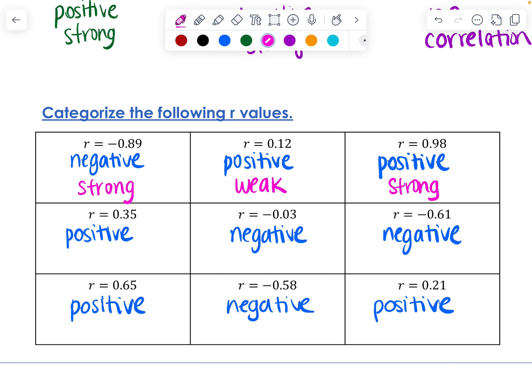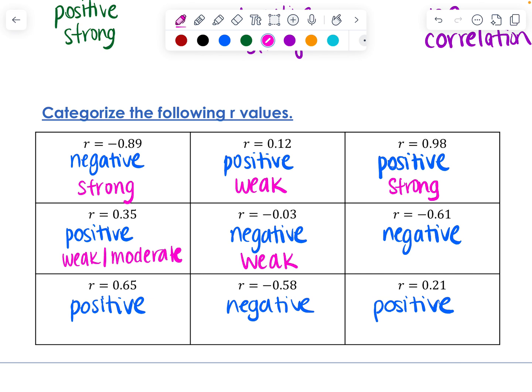The next example, 0.35, is going to be in the middle of weak and moderate, so I'm going to put a weak/moderate. And to be honest, most of the examples are going to be pretty clear about whether it's going to be weak or strong. Not too many examples show moderate relationship, but sometimes they do. In this next example, this is very weak because it's really close to 0.